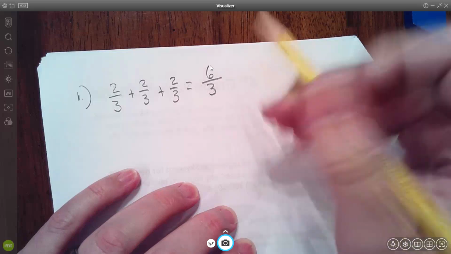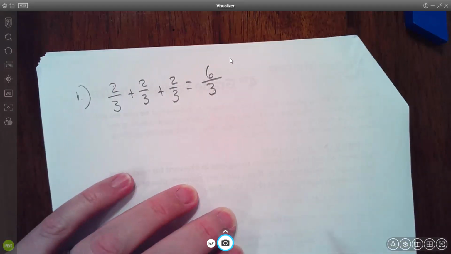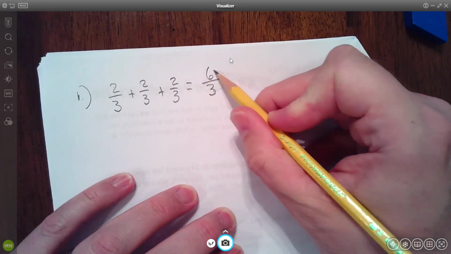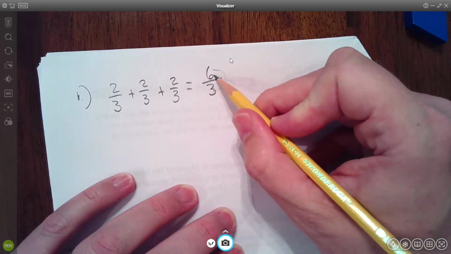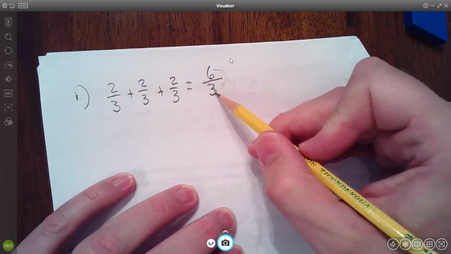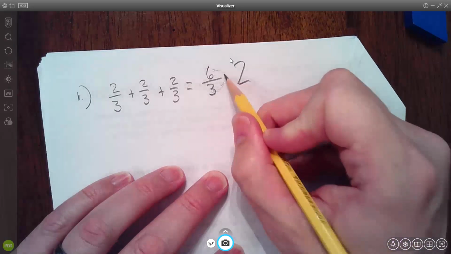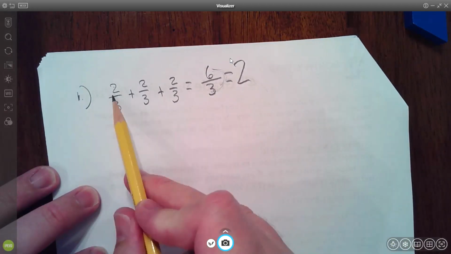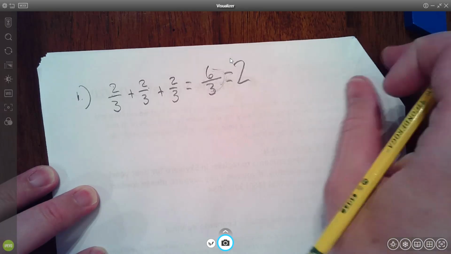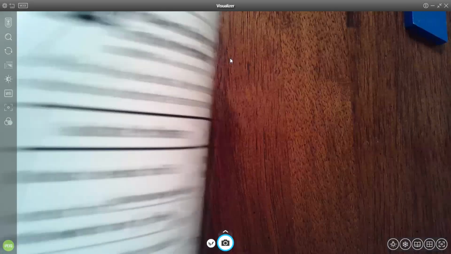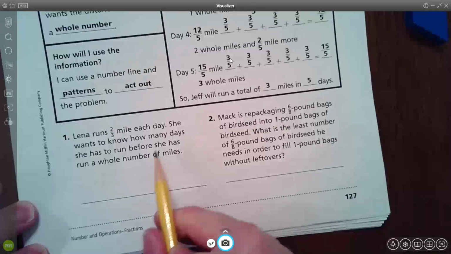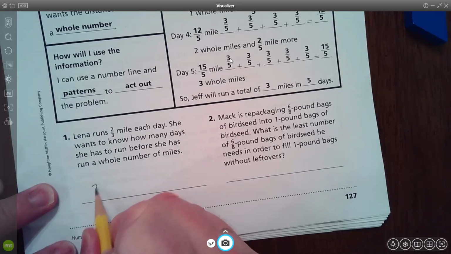And it makes kind of sense, right? 3 can go right into 6. So it takes 2 3s to make a 6. And so if I change this back to a whole number, how many 3s can I pull out of 6? 2 full ones. All right. So 2/3, 2/3, 2/3. So it took her, not 2, it took her 3 days. How many days?